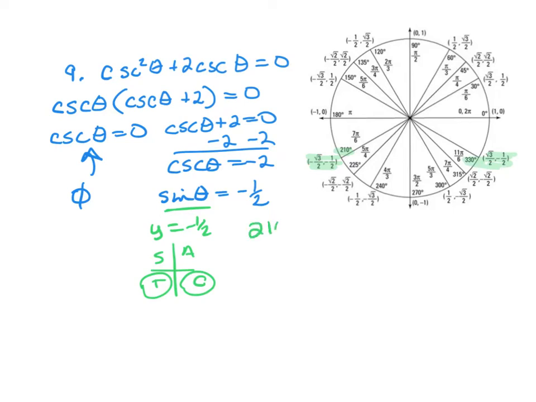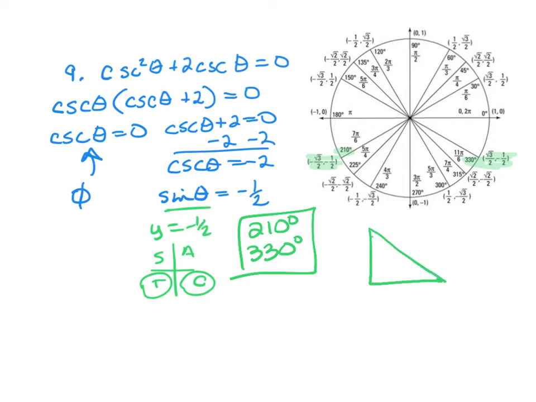So 210 and 330. This one only has 2 answers because the first factor gave us no solution. Again, I could draw the triangle, 30, 60, 90, 1, 2, root 3. And again, if I use my reference angle, you're going to see that it's the 30.